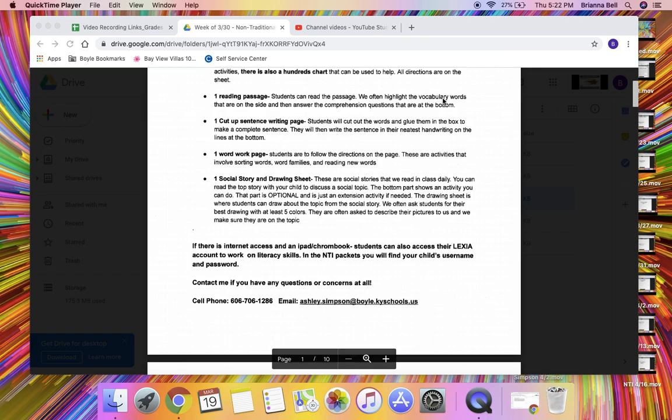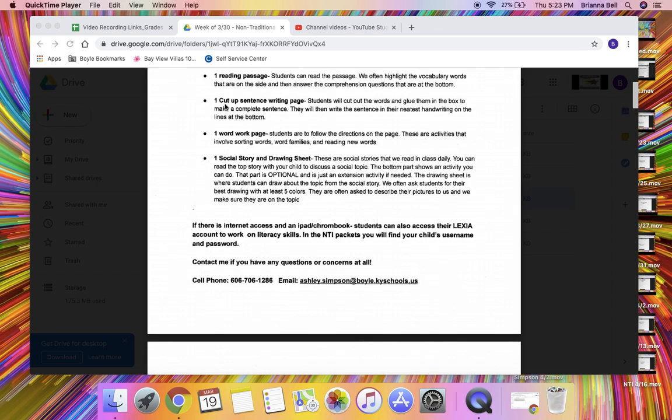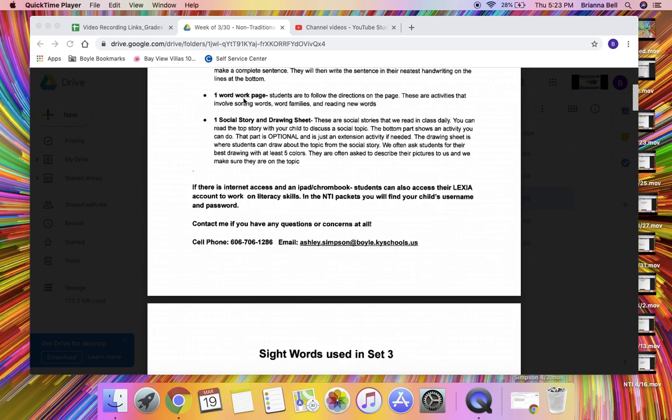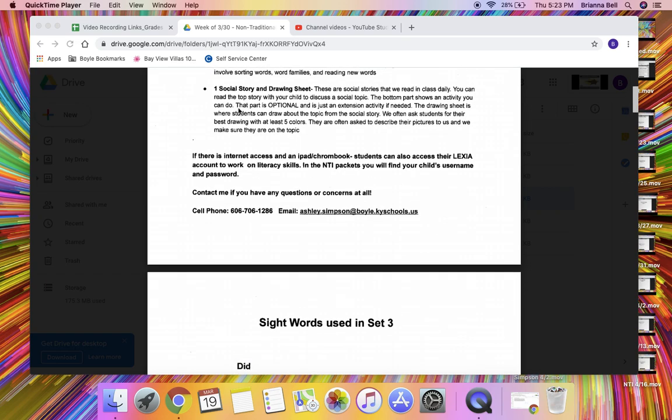We often highlight the vocabulary words that are on the side and then answer the comprehension questions that are at the bottom. 1 cut-up sentence writing page. Students will cut out the words and glue them into the box to make a complete sentence. They will then write the sentence in their neatest handwriting on the lines at the bottom. 1 word work page. Students are to follow the directions on the page. These are activities that involve sorting words, word families, and reading new words.